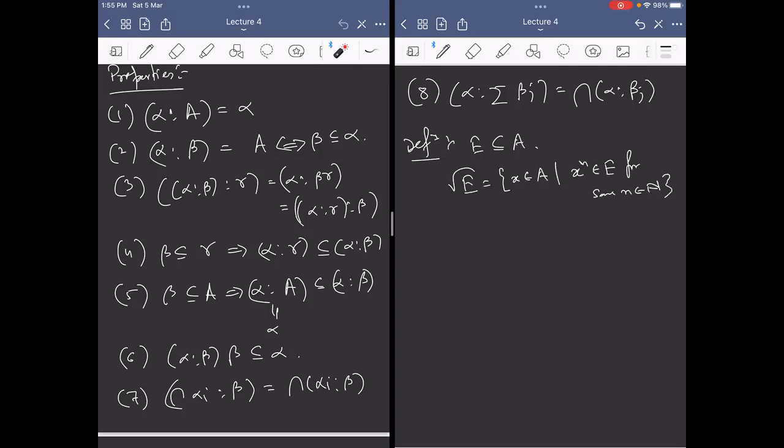But we will also have properties like this. Observe that if you take the radical of a union of E alpha, you get the union of the radicals of E alpha. If x is in the radical of the union, then x power something is in the union of E alpha, therefore it is in some E alpha, and therefore x is in the union of the radicals. Conversely, if x is in the union of the radicals, then x is in some radical of E alpha, therefore x power something is in E alpha, and therefore in the union. So you are done.